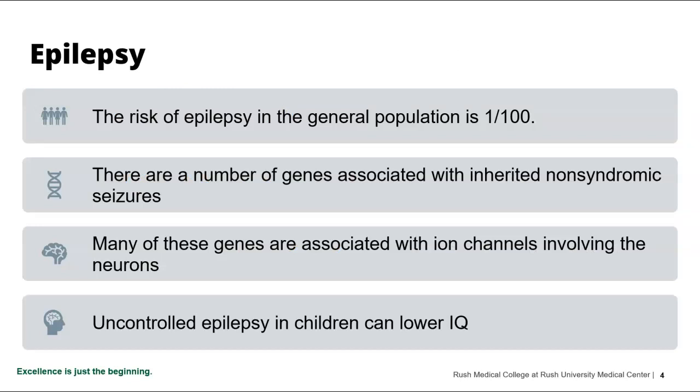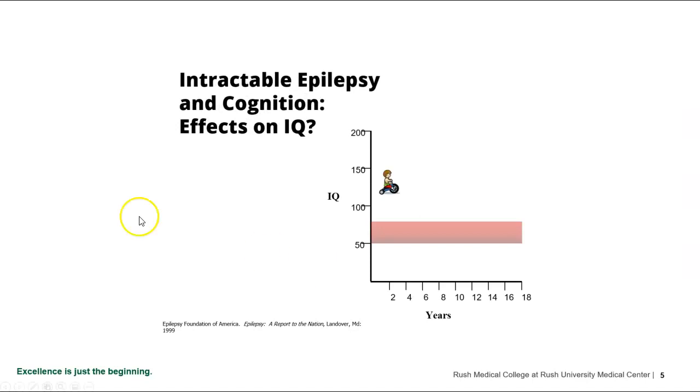The risk of epilepsy in the general population is approximately 1 in 100, pretty common. There are a number of genes associated with inherited non-syndromic seizures. So what I mean by non-syndromic is the baby doesn't have a small head, extra fingers, a heart defect. Those are syndromic things. Many of these genes are associated with ion channels, including neurons, and uncontrolled epilepsy can lower IQ in children. So I just want to show you this.